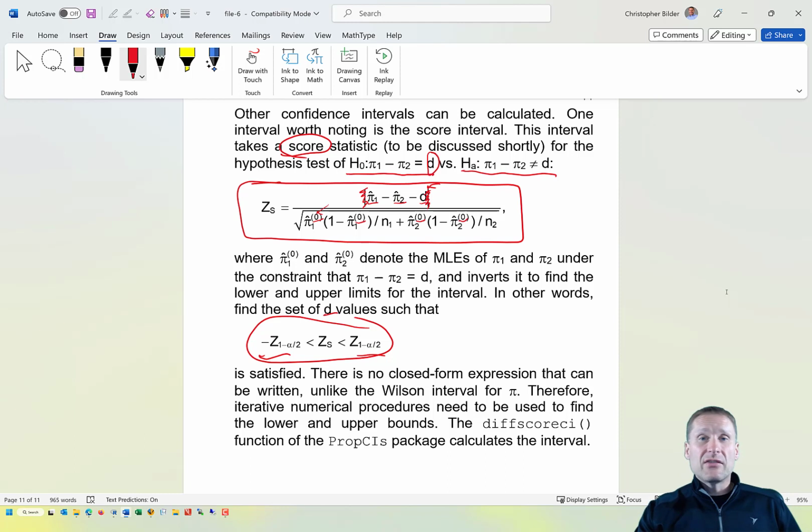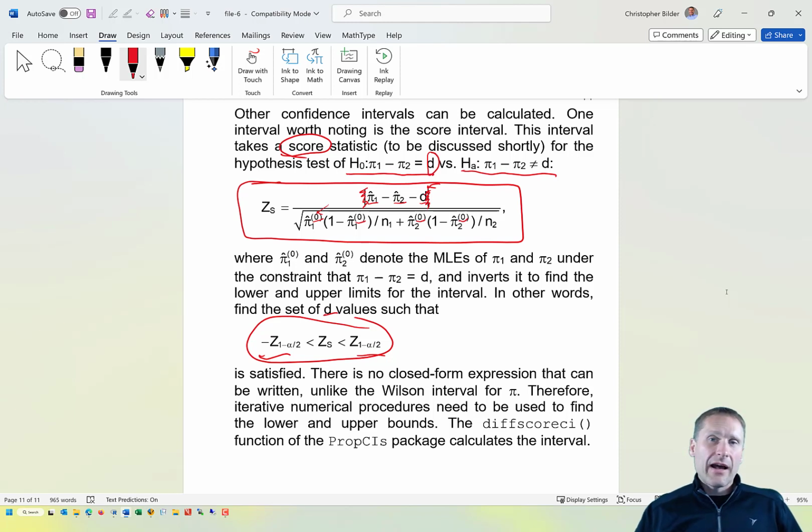Then go to, let's say, d equal to 0.01. I do this calculation here. I check, is z sub s between my two, what we again thought of as critical values? If it is, then 0.01 would be inside my interval. And that's how this process essentially works. Because of the more complicated nature of it, there is not a closed form expression that I can give you for what the actual confidence interval is.